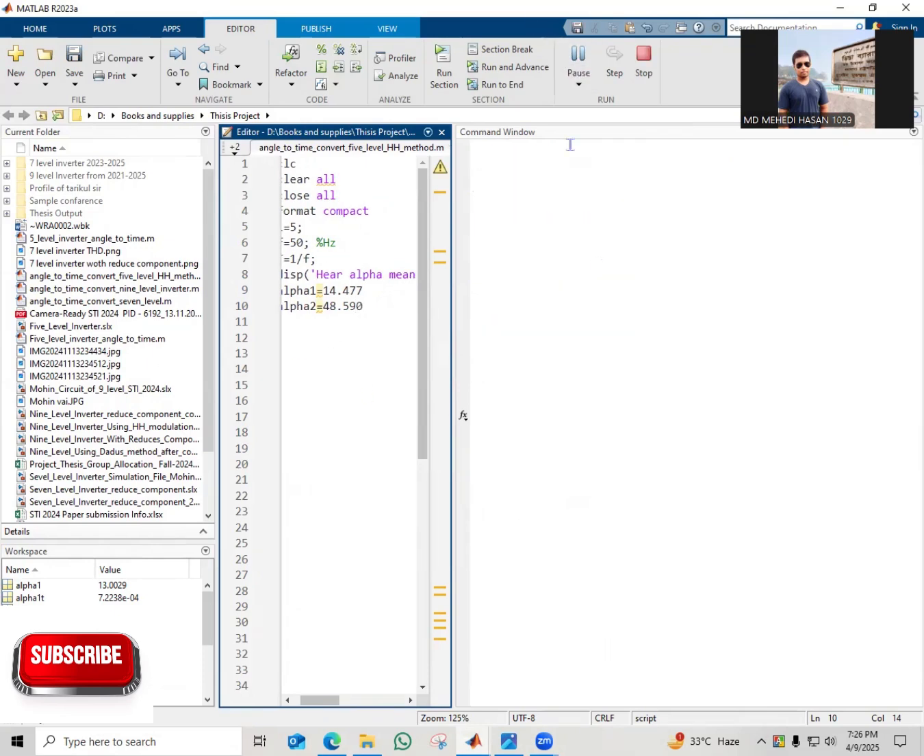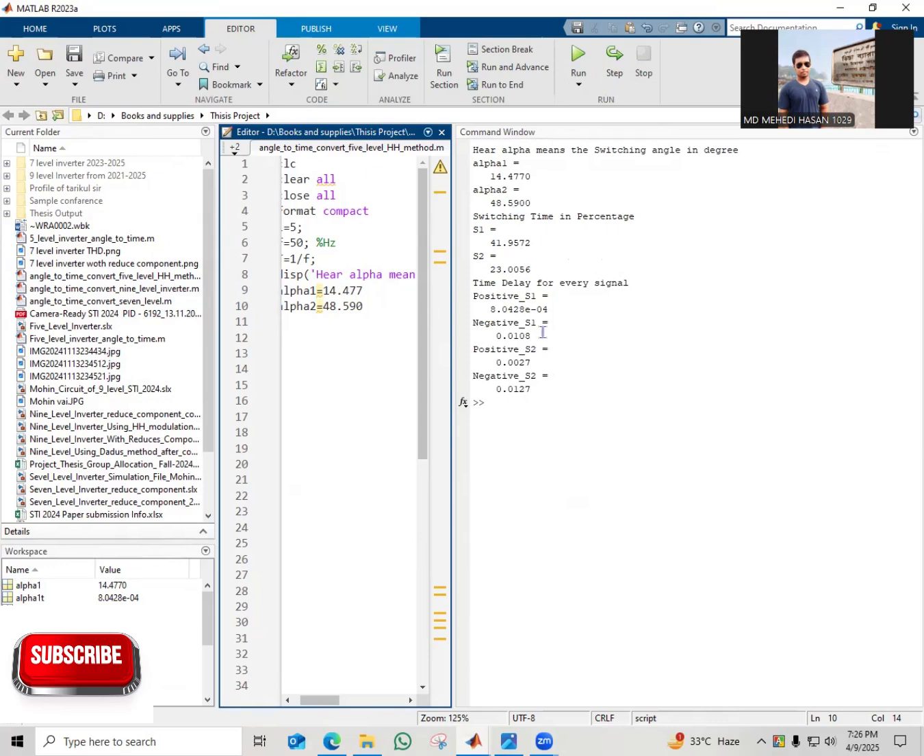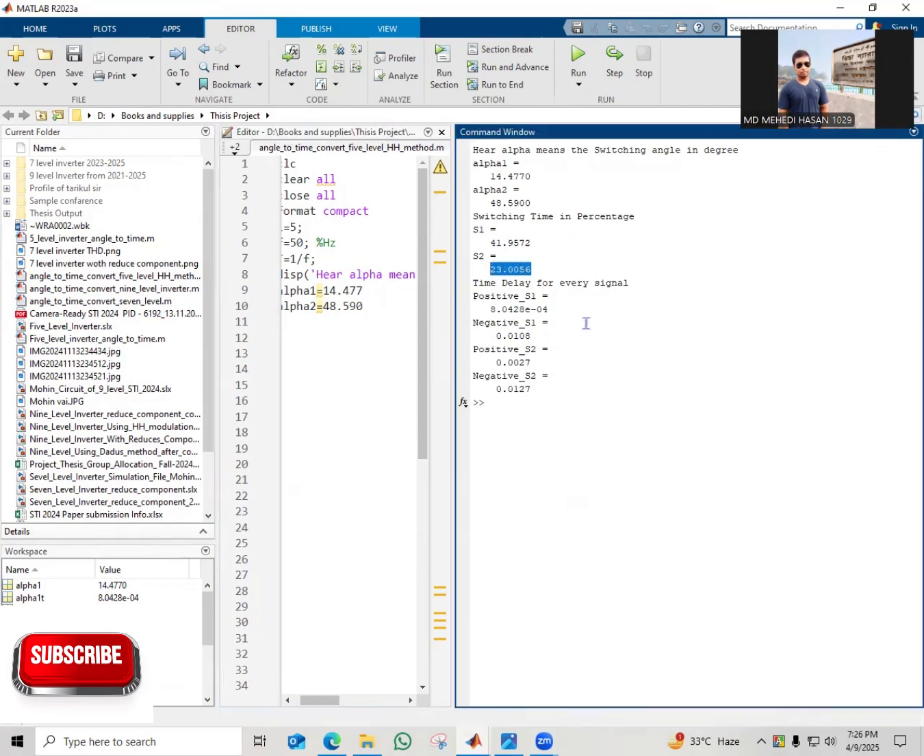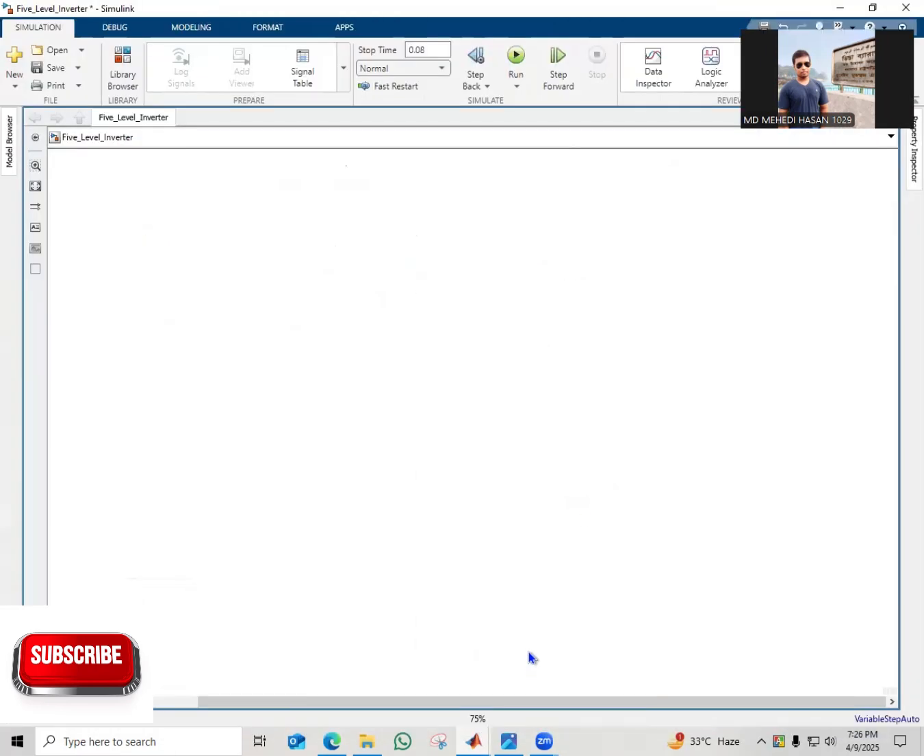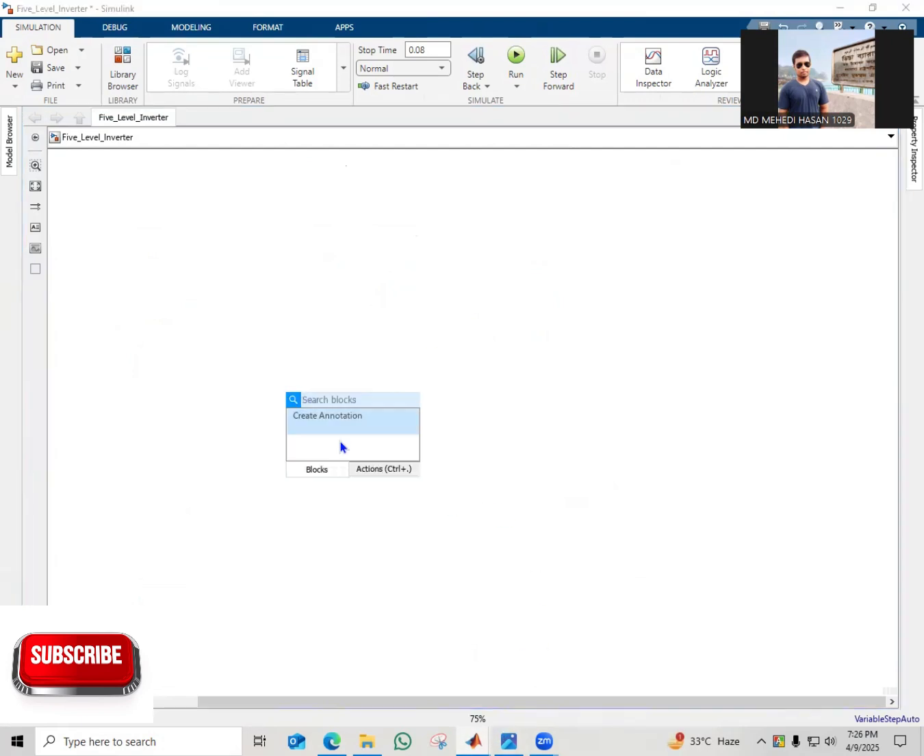Now I run this and we get some values: S1 will be activated for 41.9572% and S2 will be active for 23.0056%. These values are necessary for us. Now we are going to open our simulation part, where we can simulate in this software and set some parameters. First of all, we need a voltage source.